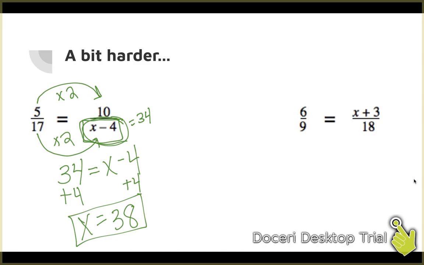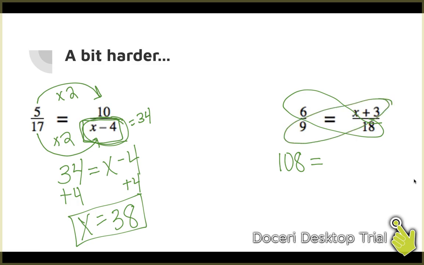The next one, I realize you can do jump across, but I'm going to show you a little bit differently. I'm going to do cross multiplication. I'm going to do 6 times 18. So when I do 6 times 18, that gets me an answer of 108. Now, that's going to be equal to whatever I get when I cross multiply this. Now, when you multiply, you're going to be doing 9 times x plus 3. Okay? You're multiplying 9 by that whole thing, not just the x. So you do have to distribute.